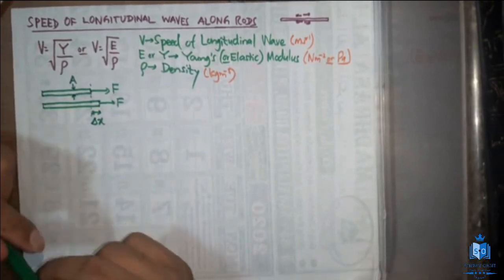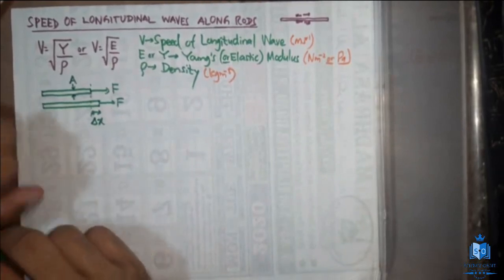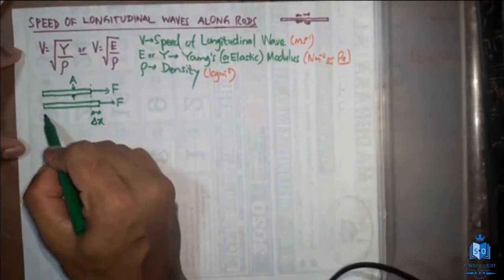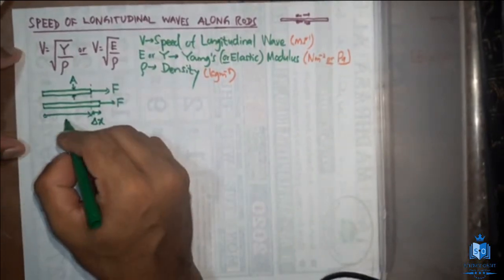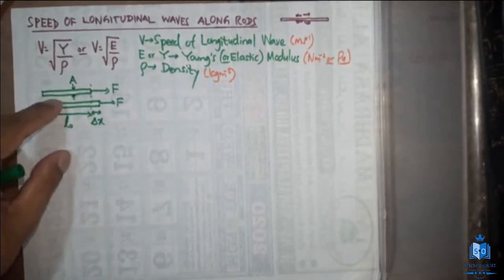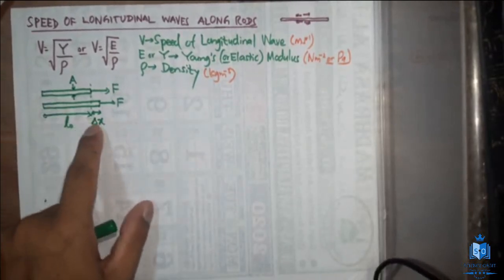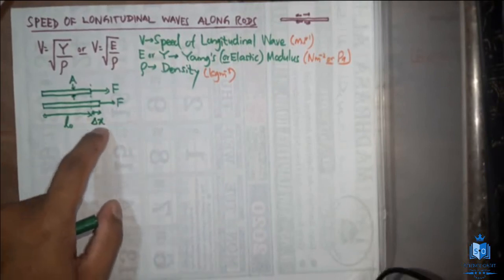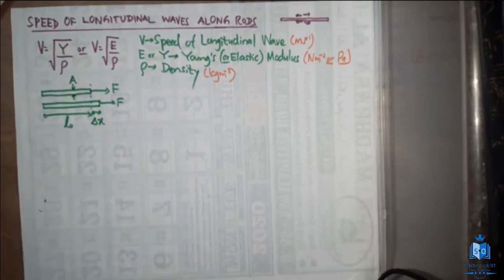And also, just like Hooke's law, we need the initial length. So I will mark the initial length here. I hope you can understand. Initial length I will take as L naught. L naught is the initial length of the rod. Delta x is the extension. Delta x will not be very large like this. It will be just millimeters. But for our convenience, I have drawn it like this.